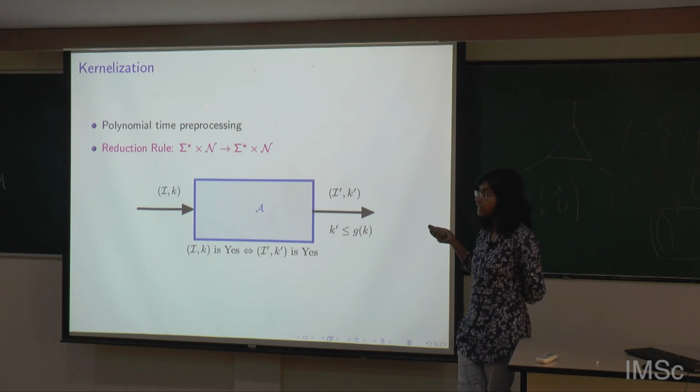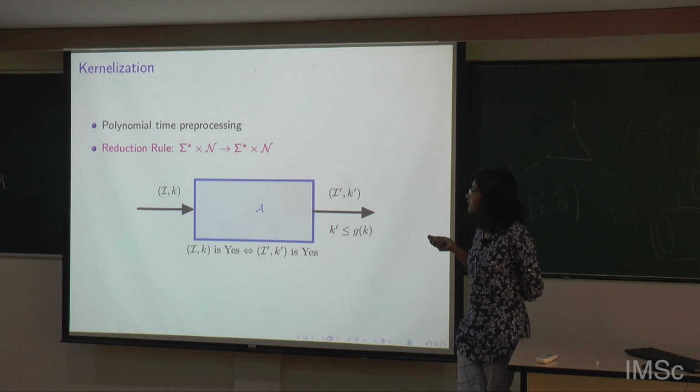When I say that it has a kernel of size order k square, that means I'm saying this I', the final I' that we'll be producing, is bounded by order k' square. Okay, so this is our goal for now, that we'll be looking at designing reduction rules such that we can bound the size of the input instance by the quadratic of the parameter or the solution size.